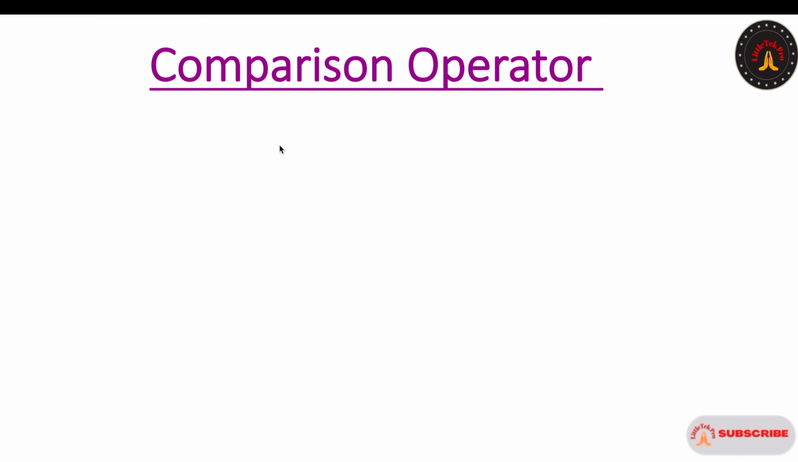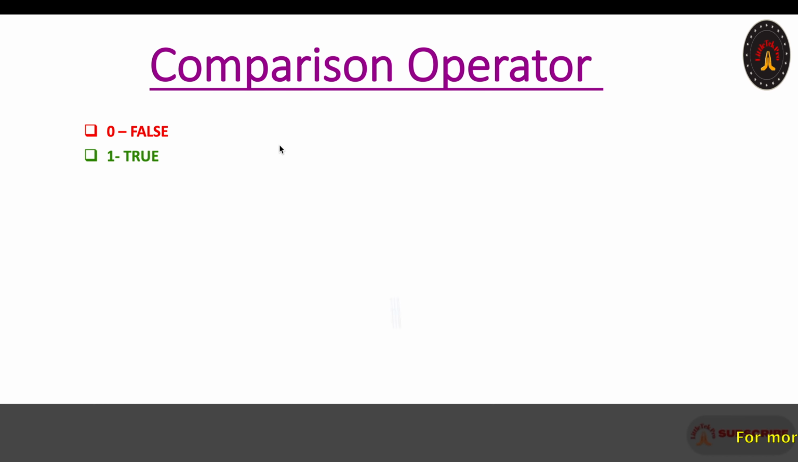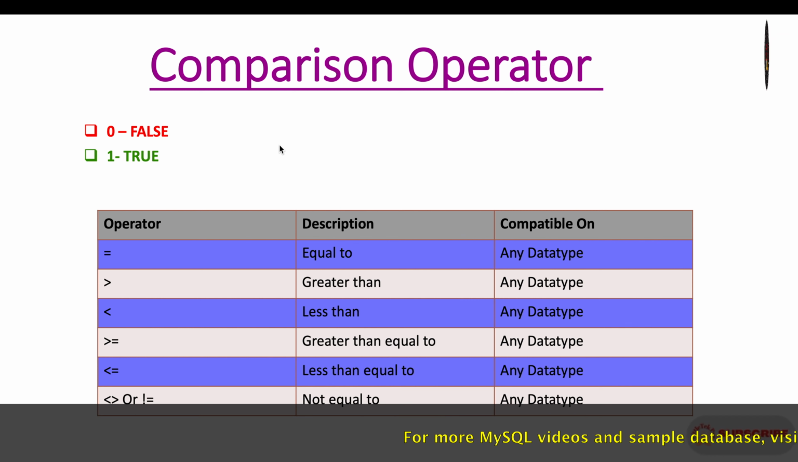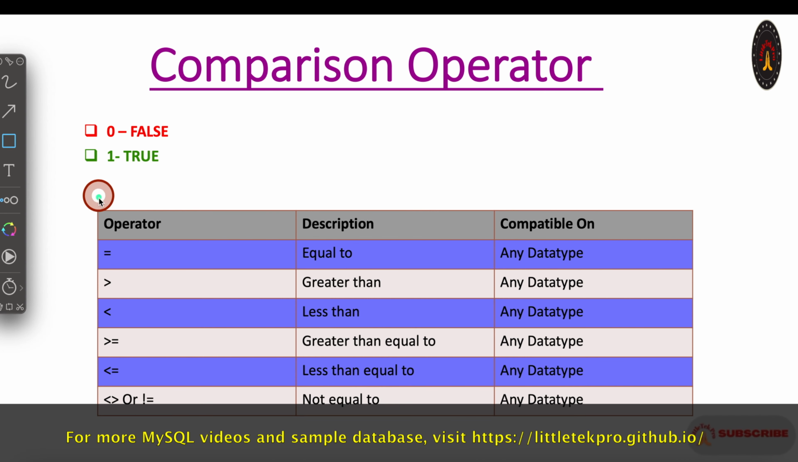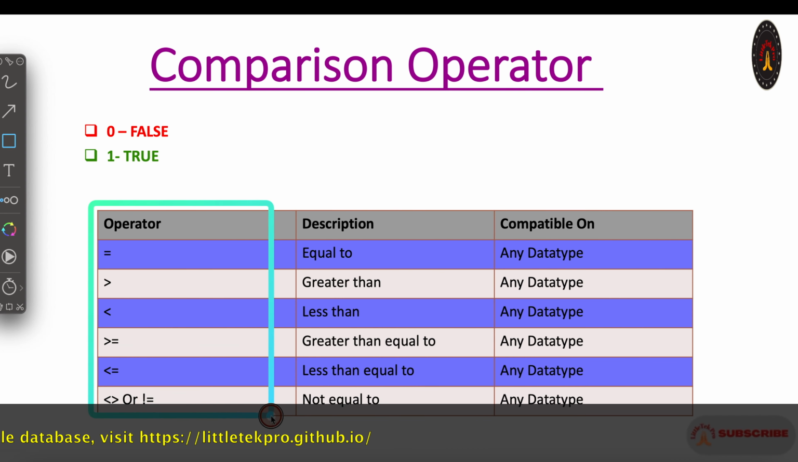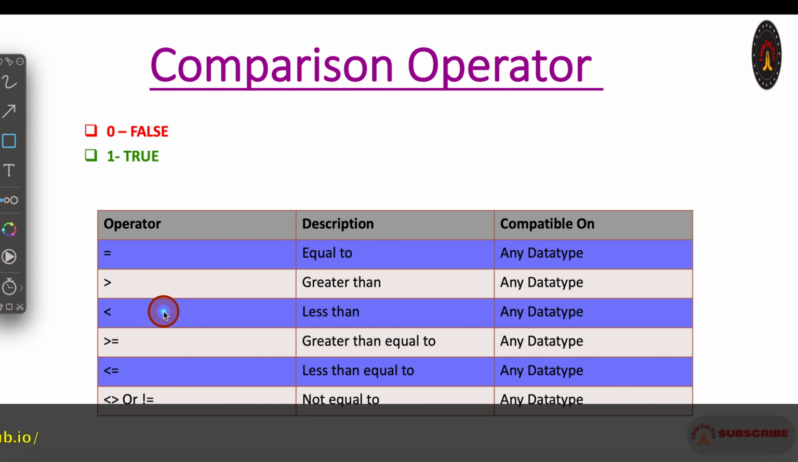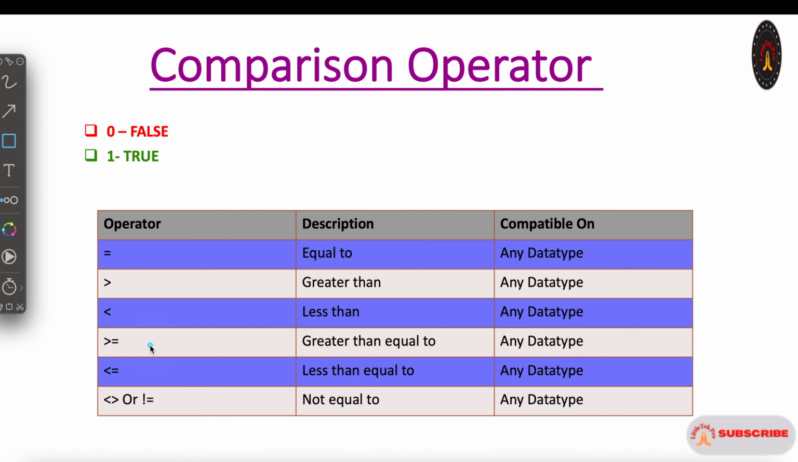So in the comparison operators, 0 means false in MySQL, and 1 means true. And we have different types of operators and descriptions. You could see these are the operators here: equal, greater than, less than, greater than or equal to, less than or equal to, and not equal to. And it is compatible with any data type, so integer or string, it should work.